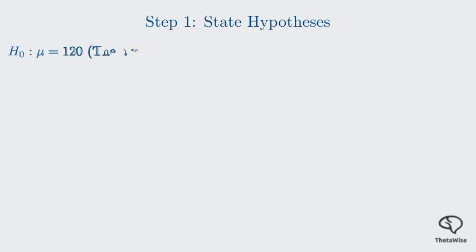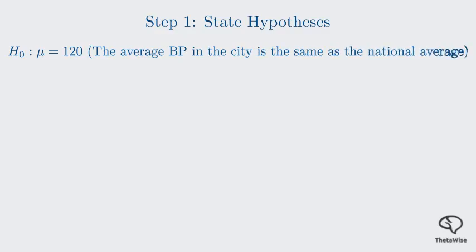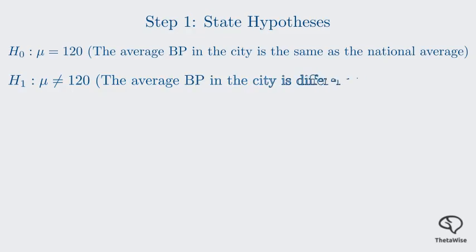Step 1. State the hypotheses. The null hypothesis, H0, is that the average blood pressure in the city is the same as the national average. So, mu equals 120. The alternative hypothesis, H1, is that the average blood pressure in the city is different from the national average. So mu does not equal 120. This is a two-tailed test because we are interested in a difference in either direction.